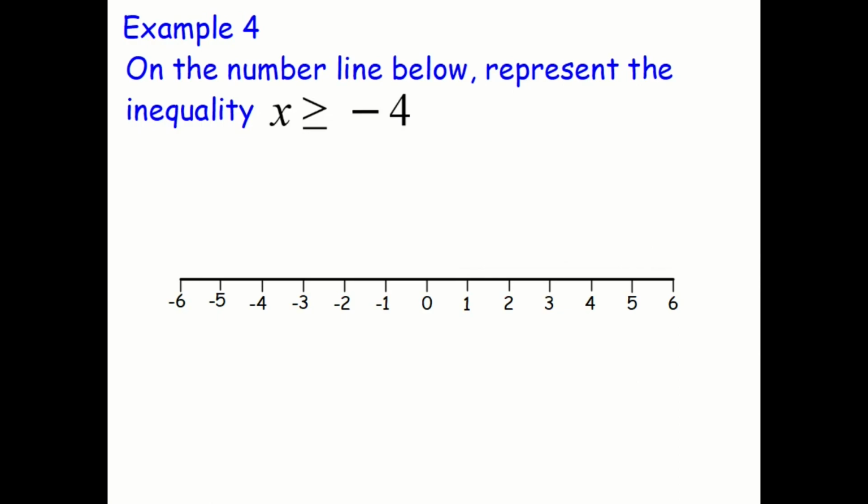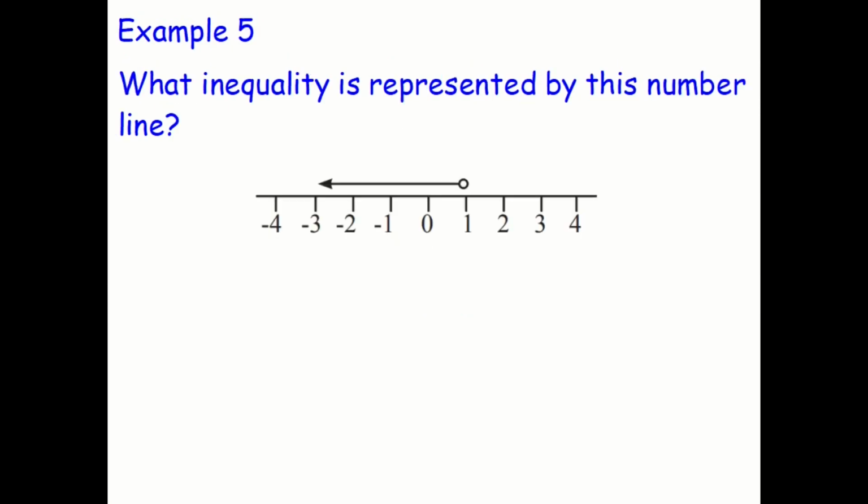Example 4, on the number line below, represent the inequality x is greater than or equal to minus 4. So greater than or equal to minus 4. So I'm colouring it in because it could be equal to that minus 4. But it's greater than or equal to that minus 4.